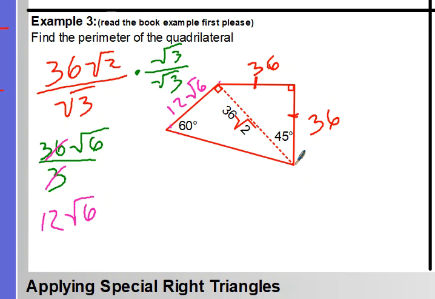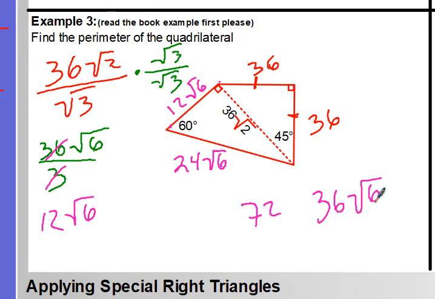Well, what does that make this side length? That's 24 root 6. All right, so let's add this together. I have 36 plus 36, so that makes 72. And then 12 root 6 plus 24 root 6 is 36 root 6. That's sort of interesting how it came out.